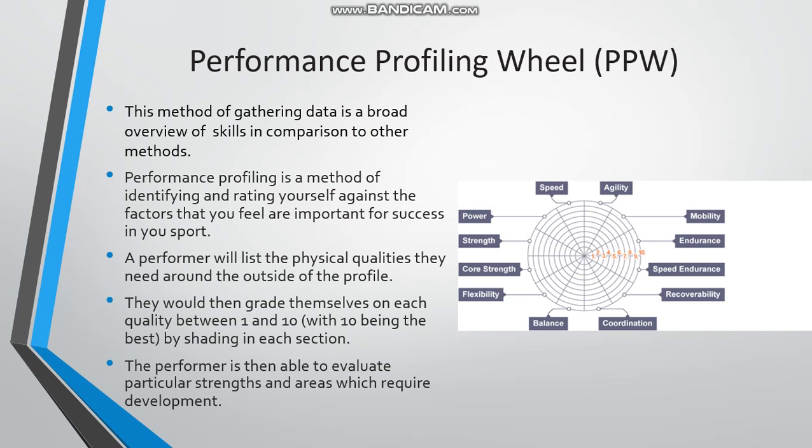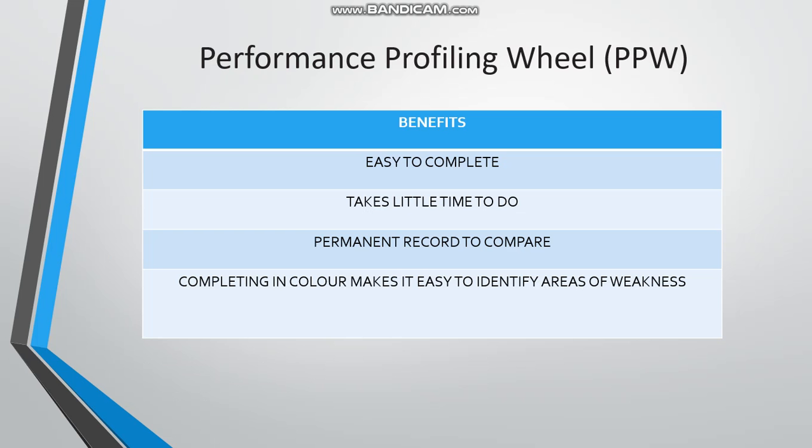You can see it on the right here as well. 1 is the closest to the centre, 10 to the outside. So you would rate yourself how you personally feel from 1 to 10 in specific sub-factors around the circle, 10 obviously being the best, 1 being the worst. The performer can then evaluate the strengths and weaknesses. And when doing this, it's quite easy to see when you look at it first thing, as we'll see here with some of the benefits.